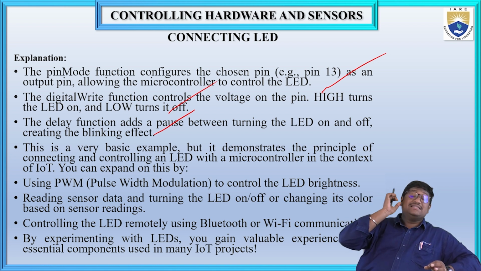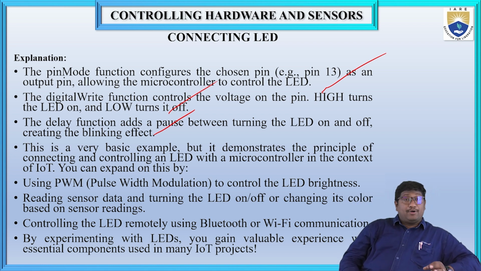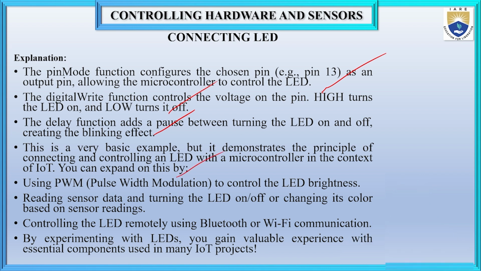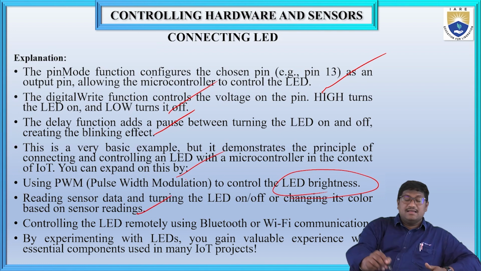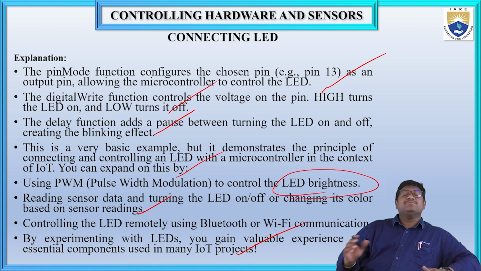And the next one is that this is a very basic example, demonstrated by connecting these particular components on a breadboard. You can expand this by using PWM, pulse width modulation, to control the LED brightness, and also by reading sensor data and turning the LED on and off or changing colors based on the sensor readings. And also by experimenting, you can gain valuable experience and essential skills for n number of IoT projects. Like this, multiple things can be done with the LED connection.